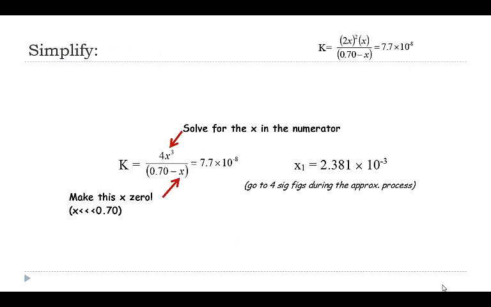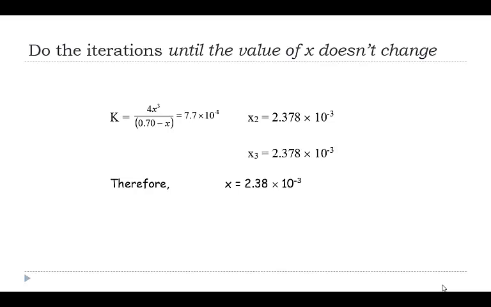Now what we have to do is simplify. So we've got 4x cubed on the top, divided by 0.7 minus x on the bottom. And what we're going to do to begin is to make that x 0, because we know that because K is so small, x is going to be a lot smaller than 0.7. We solve the equation, we get x is equal to 2.381 times 10 to the minus third. And during our approximation process, we'll go to 4 significant figures. So then we keep reiterating until the value of x doesn't change.